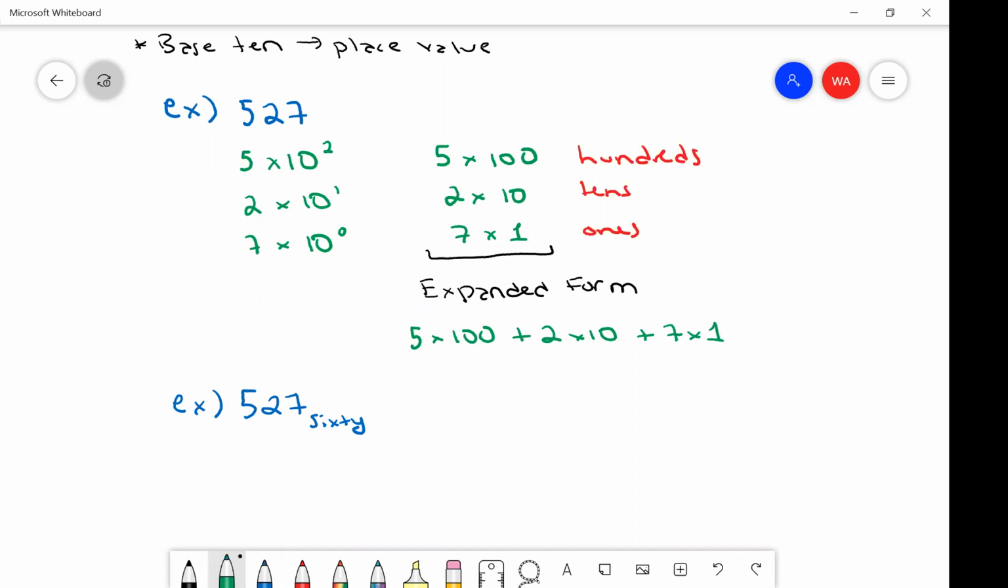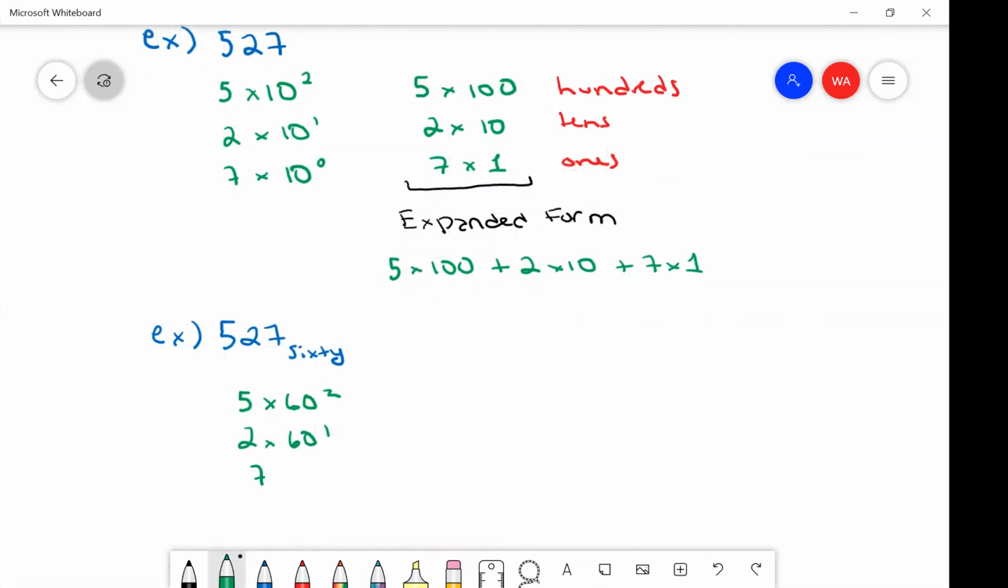And just looking at what we did above, that means 5 times 60 squared, 2 times 60 to the 1, and 7 times 60 to the 0. And then we could figure out what each of those are, what 60 squared is, what 60 to the 1 is, and 60 to the 0 is 1, that's the ones place. And figure out what the number is then in base 10. But that's what it means when you're talking about something in base 60.